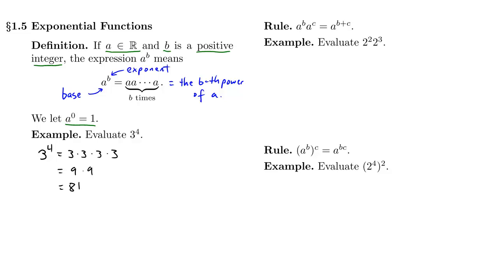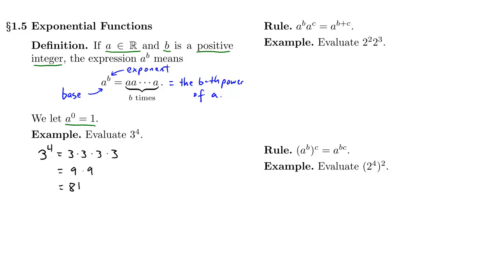There are a bunch of rules for working with exponents. Once you become familiar with them, they make simplifying expressions and solving equations much easier. Our first rule for exponents is that a to the b times a to the c is a to the b plus c. What this says is that if we multiply two powers with the same base, we get a power whose exponent is the sum of the old exponents.